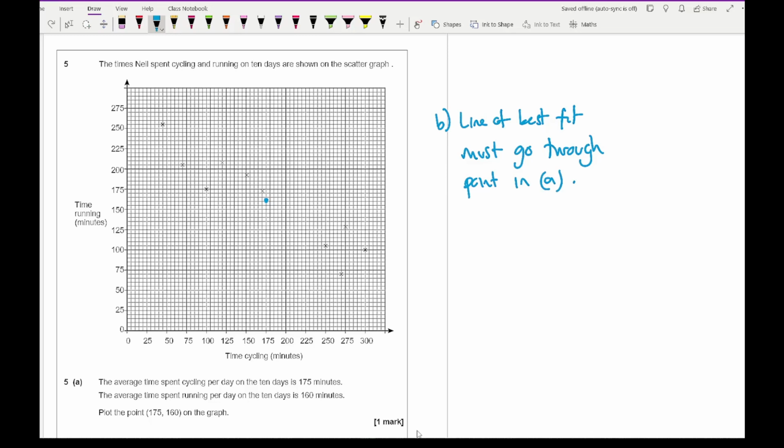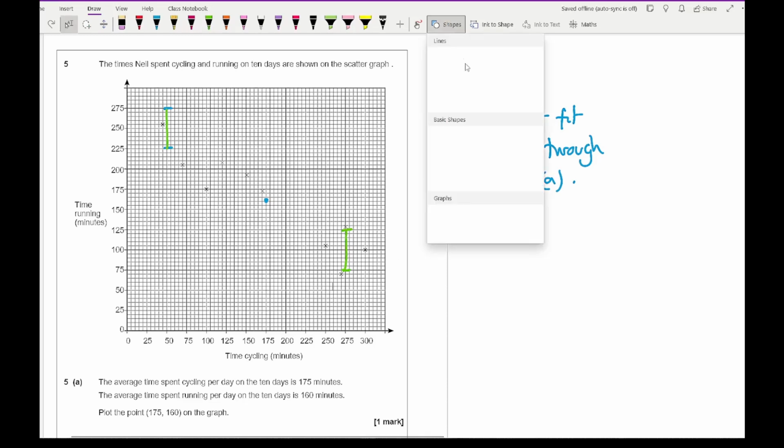Now in terms of your line of best fit, there is a boundary where it needs to be. Your starting point needs to be somewhere between 275 and 225, so it needs to fall within this region here. Where your line ends, at 275, it needs to go somewhere between 75 and 125, which is there. So your line needs to go through that green line at the top and through the green line at the bottom, and preferably through that point.